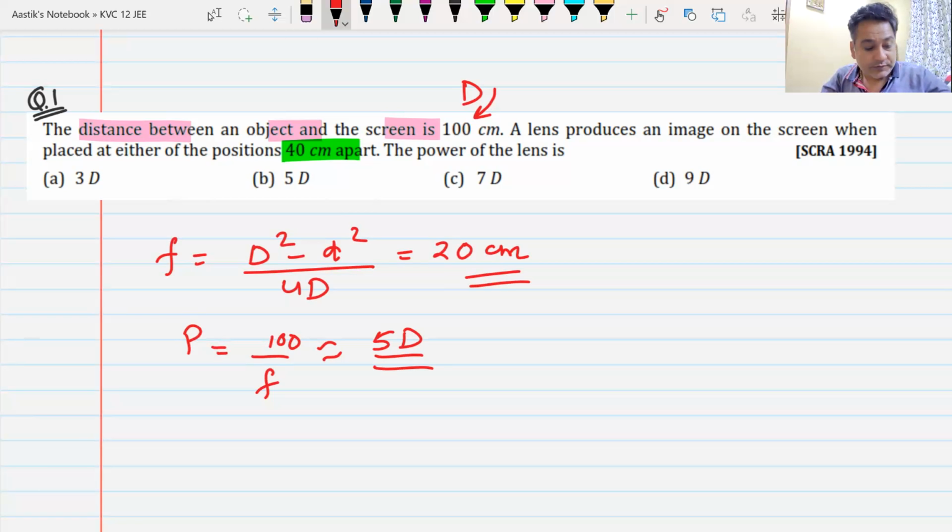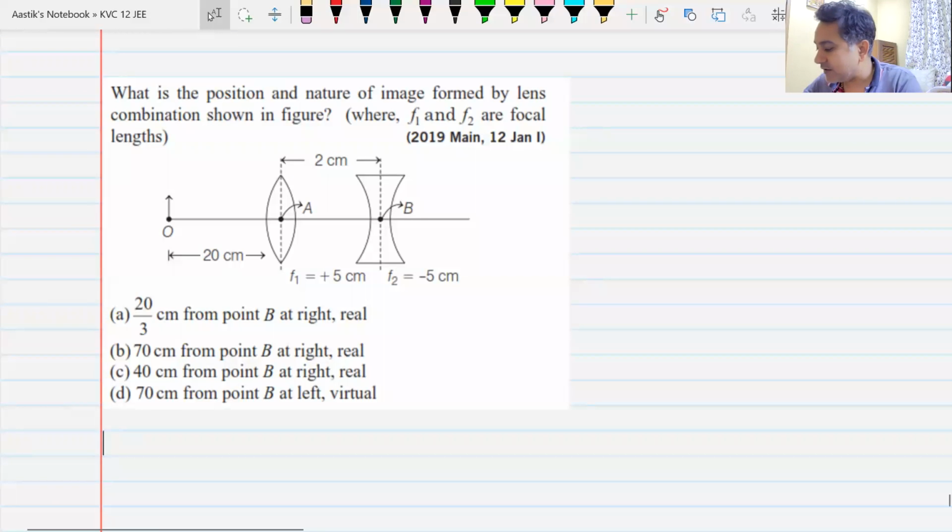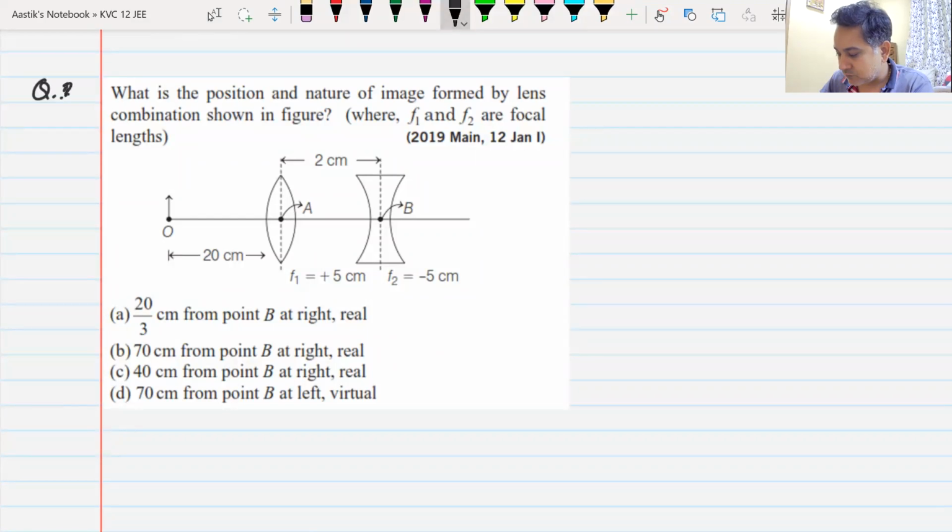Let's see. I was looking for this question. Let's see if anyone can do this. Find the position and the nature of image formed by lens combination as shown in the figure. F1 and F2 are focal lengths. Everything is given. You're supposed to tell me the answer. It's a combination of two lenses. How are you going to solve this?